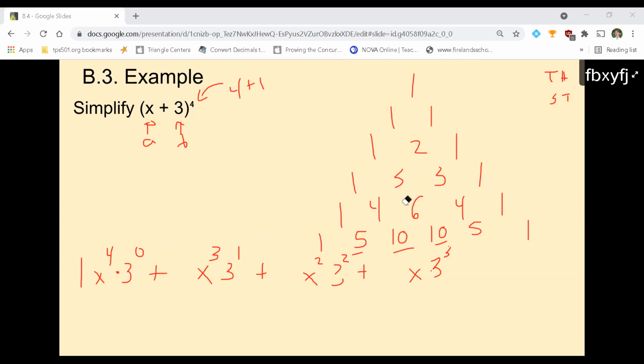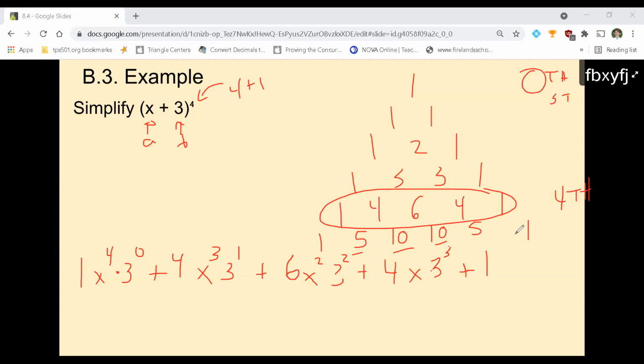1, 4, 6, 4, 1. I changed how I counted this year to try to make it easier, and I just messed myself up by doing that. I want this row, the 4th row, because this year I called this the 0th row, so we don't have to add 1 anymore. This is the 1st row, 2nd row, 3rd row. I thought that would make it easier, but then it just messed me up. X to the 0, 3 to the 4th. Don't need this row.